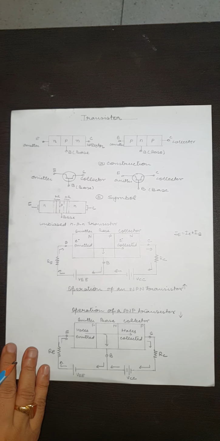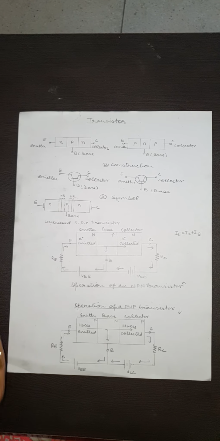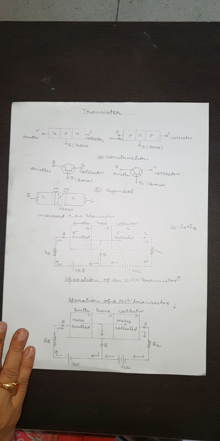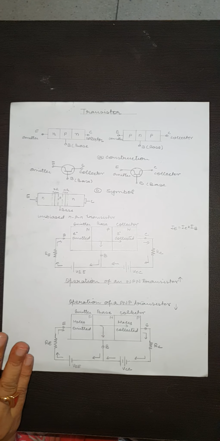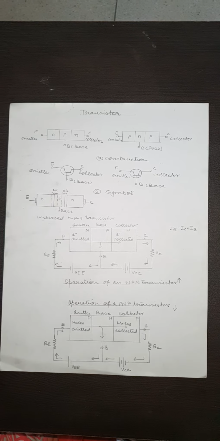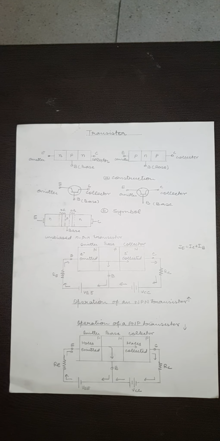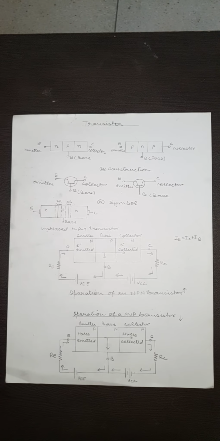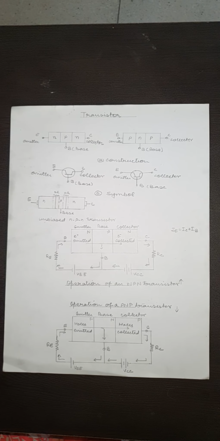Hello students, today our topic is transistor. Transistor is a three-terminal device. The terminals are emitter, base and collector, out of which base is a control terminal. A signal of small amplitude applied between emitter and base is available in magnified form at the collector of the transistor. This is the amplification provided by bipolar junction transistor.